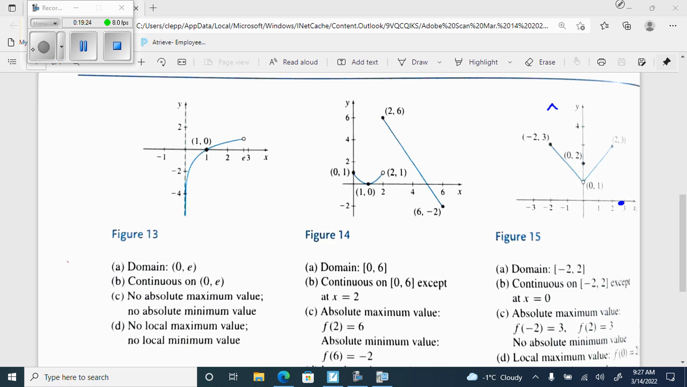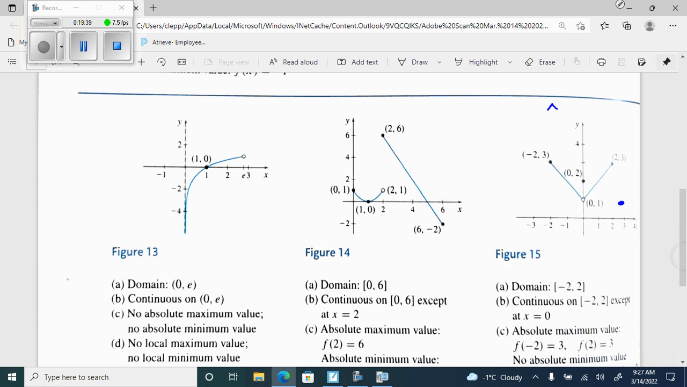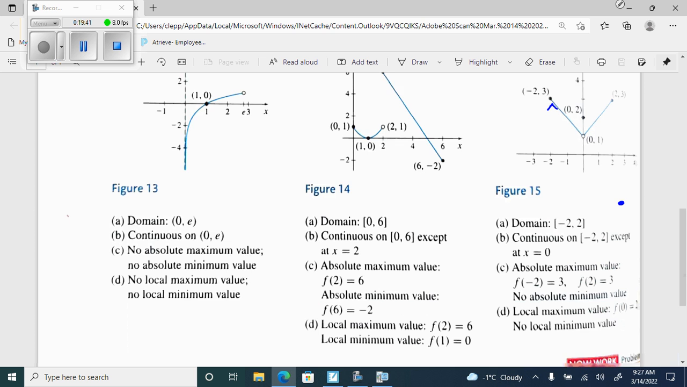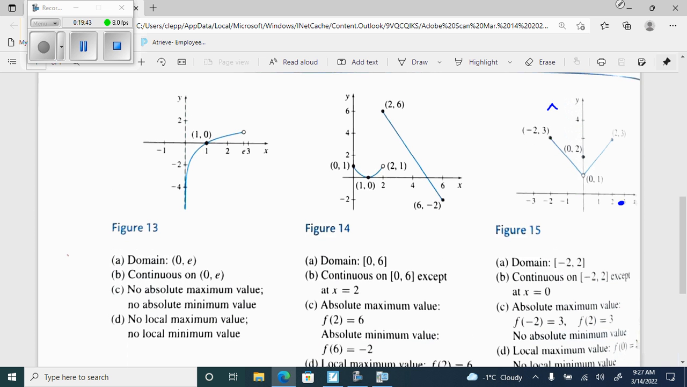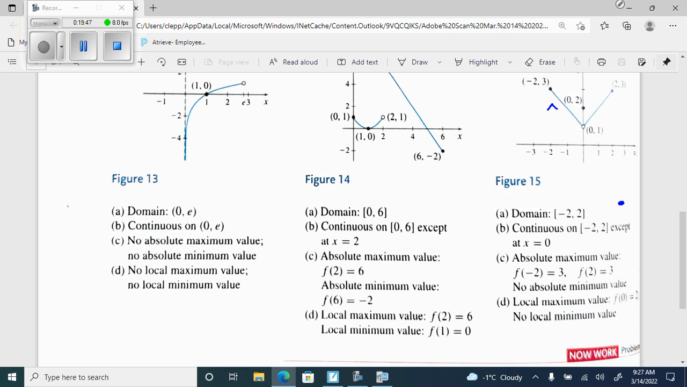This one here is from 0 to 6. And it's continuous from 0 to 6, except at x equals 2, which means it's not continuous, so I don't know why this is continuous. It has an absolute max at 2 and 6, and an absolute min at 6 and -2. It has a local min at 2 and 6, and a local max at 1 and 0. This one here is a minimum, but it's local.